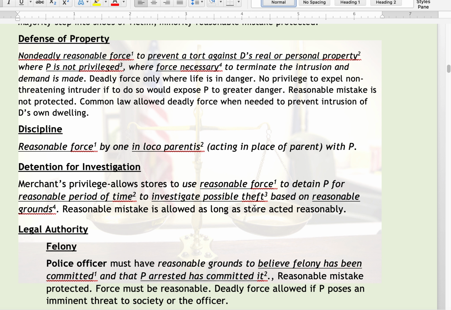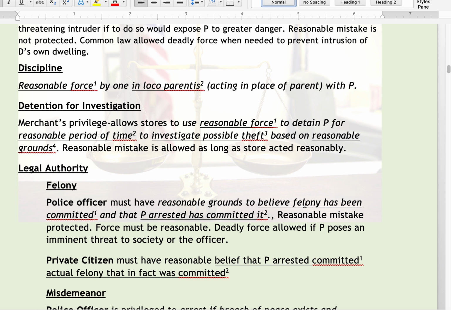Deadly force only where your life is in danger. No privilege to expel a non-threatening intruder if to do so would expose plaintiff to greater danger. Reasonable mistake is not protected. Common law allowed deadly force only when needed to prevent intrusion of defendant's own dwelling.